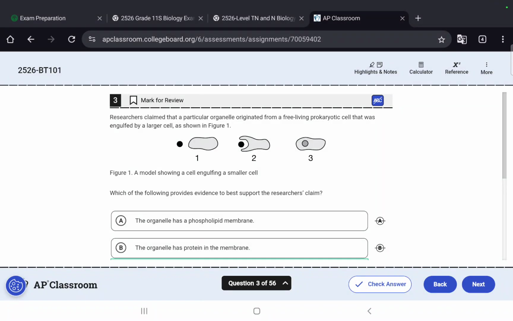So, hello everyone. This is the term 1 week 6 periodic College Board quiz.